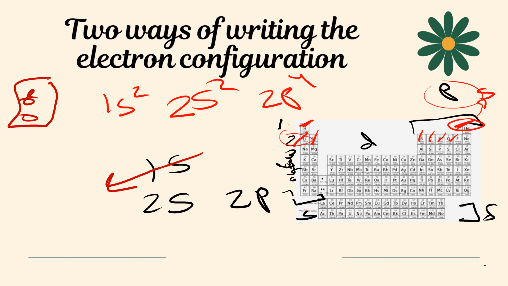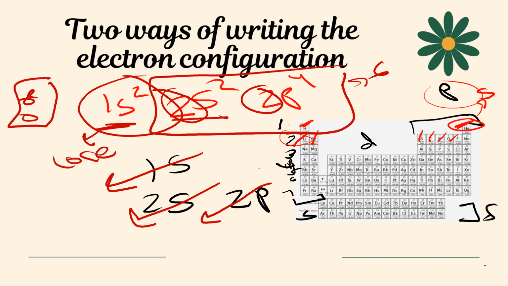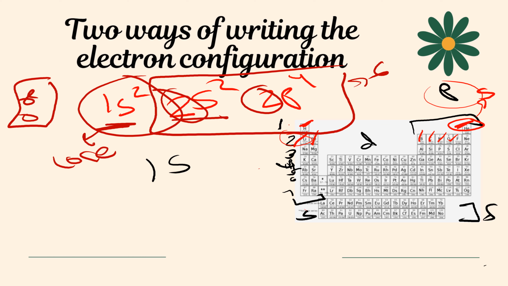1s2, we just wrote that, and then 2s2. S holds 2, so that's 4, and we are left with another 4, so 2p would be 4. The outer electrons are 4 plus 2, which is 6, because 2 is the highest energy level, and we count the electrons that are in that highest energy level. The 1s electrons are the core electrons, the ones being left out. Let's try another example.